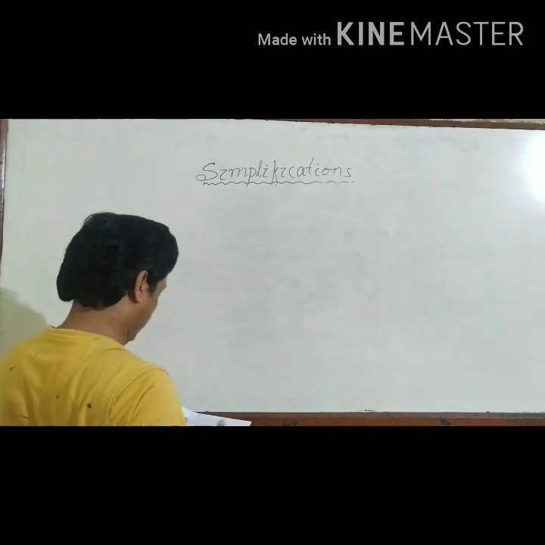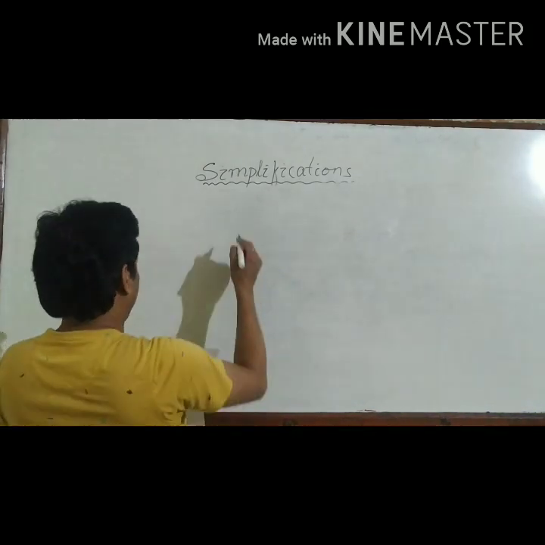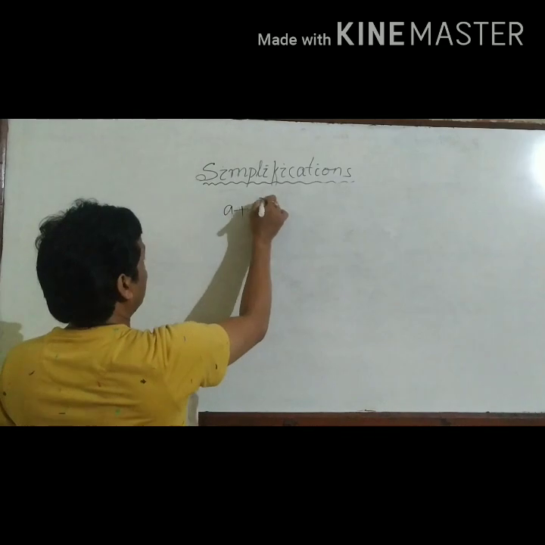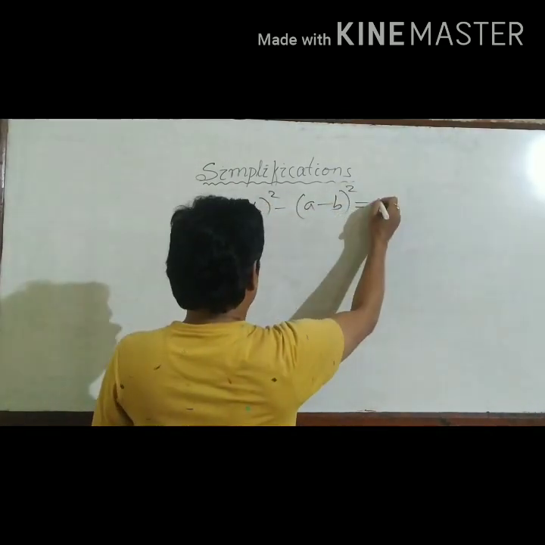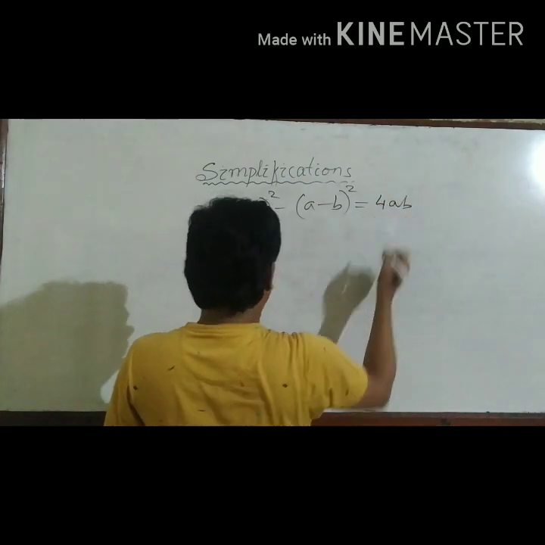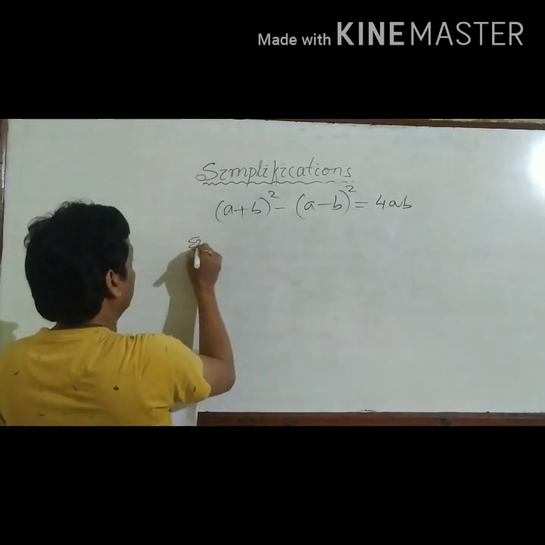Then another formula, see here. (a + b)² - (a - b)² = 4ab. I am giving an example.